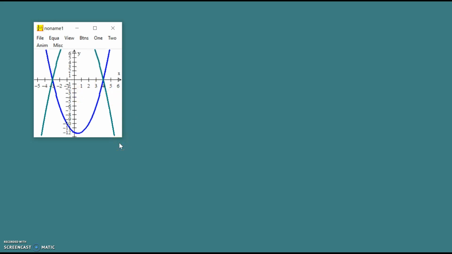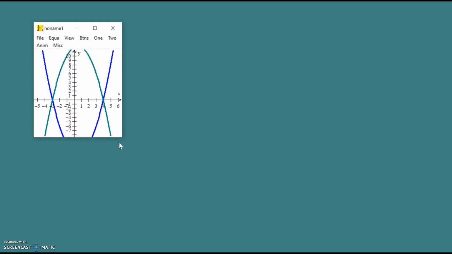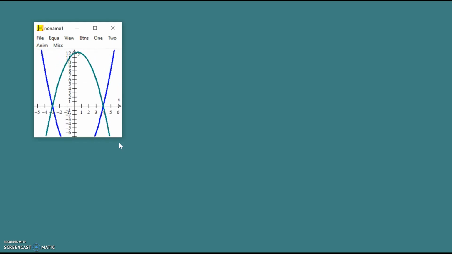Now you can see what would happen. We've got the green line now, and the green curve, it's not a line, also cuts the x-axis at negative 3 and 4. So when we talk about solutions, roots, we're talking about where the graph crosses the x-axis. Both of these equations, the green one and the blue one, both cross the x-axis at negative 3 and 4.